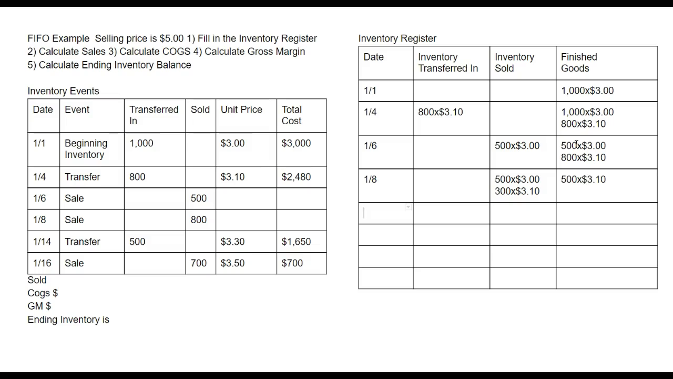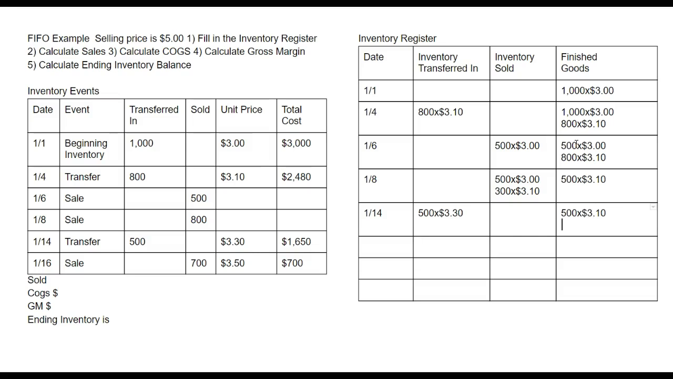and we march on. So on the 14th, we transferred some more units in, and so we're going to transfer in 500 at $3.30, and so now we have our 500 at $3.10, and now we have 500 at $3.30.